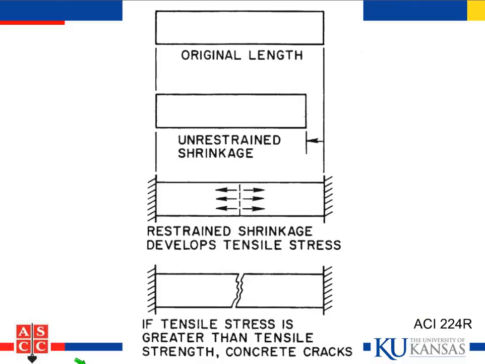Okay, so if we start off with the original concrete length, if it was unrestrained, that means if it was totally greased up so we could slide easily, we wouldn't have any cracking. But there's always some restraint. There's the reinforcing bar, there's other parts of the structure, there's the subgrade when we have slabs on grade, and because of that restraint, concrete gets placed in tension, and we know concrete is not strong in tension, so we have cracks forming.